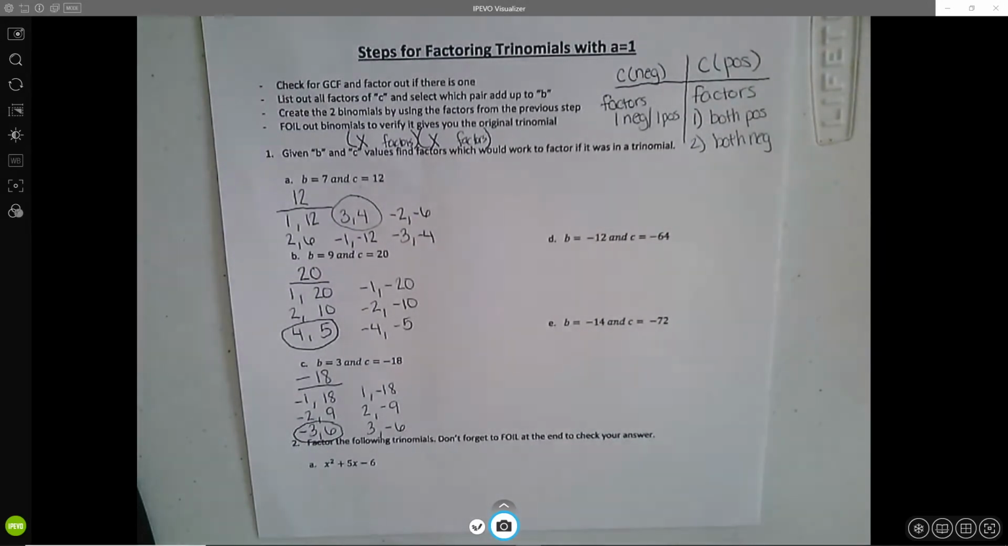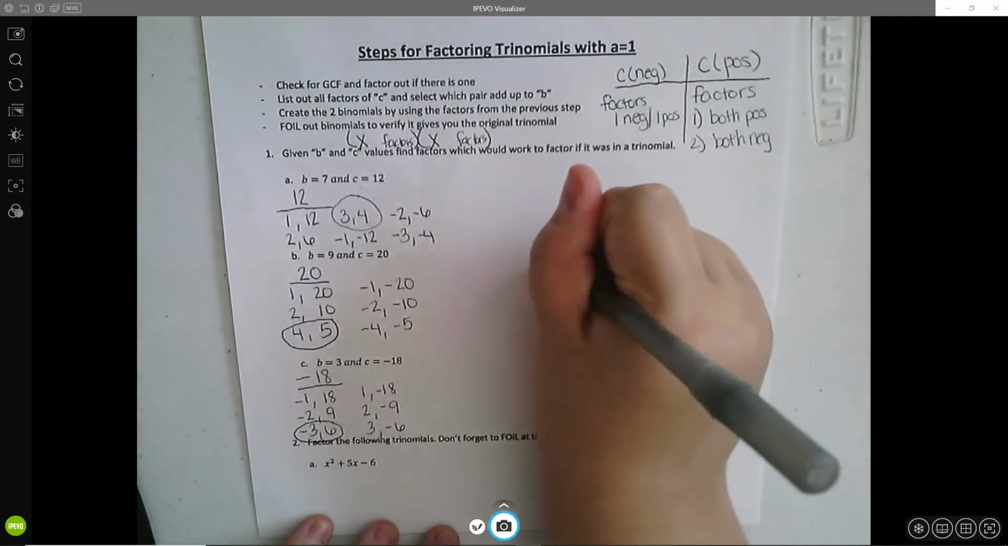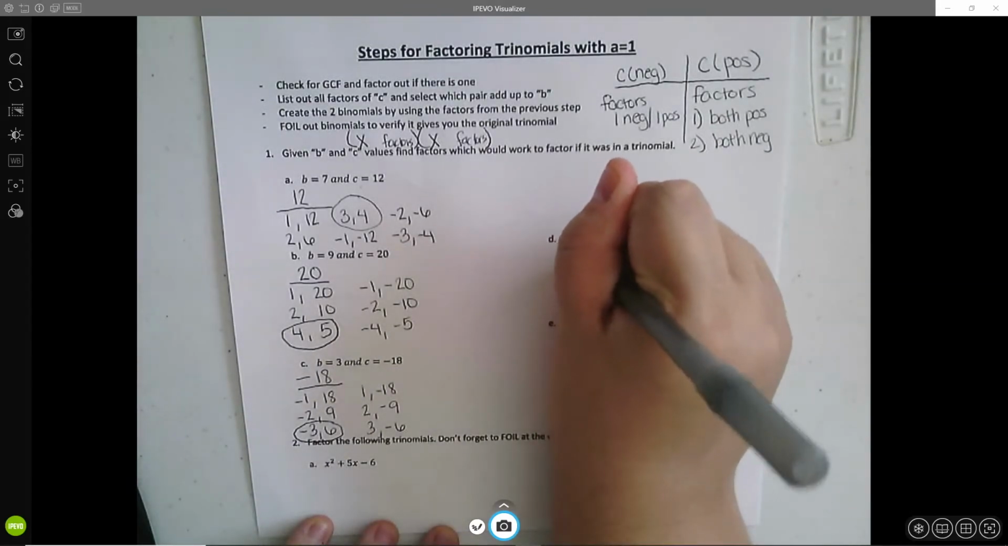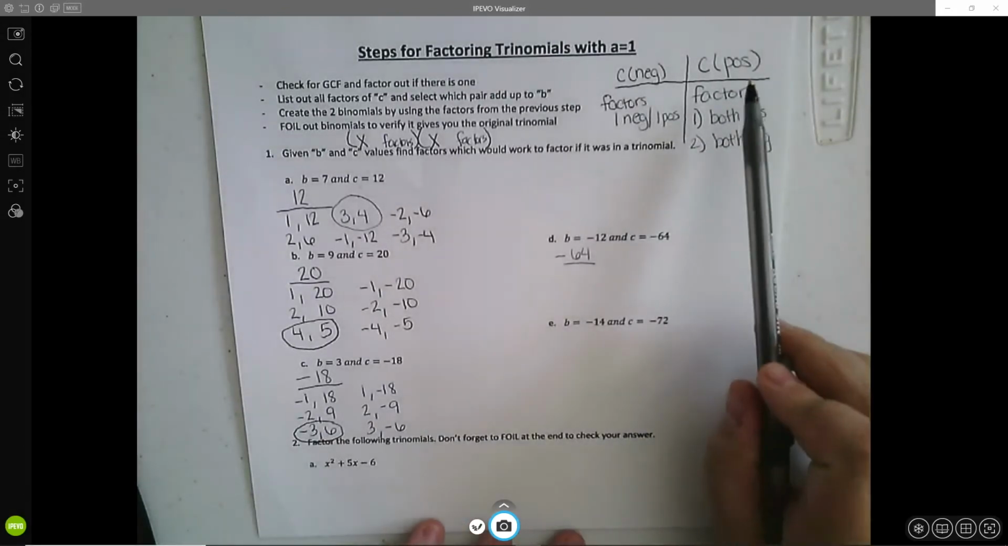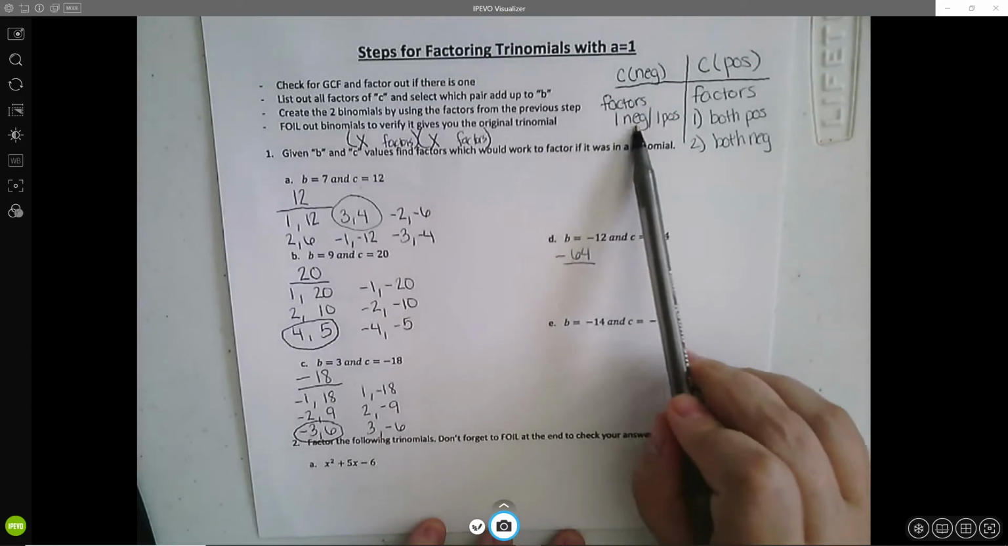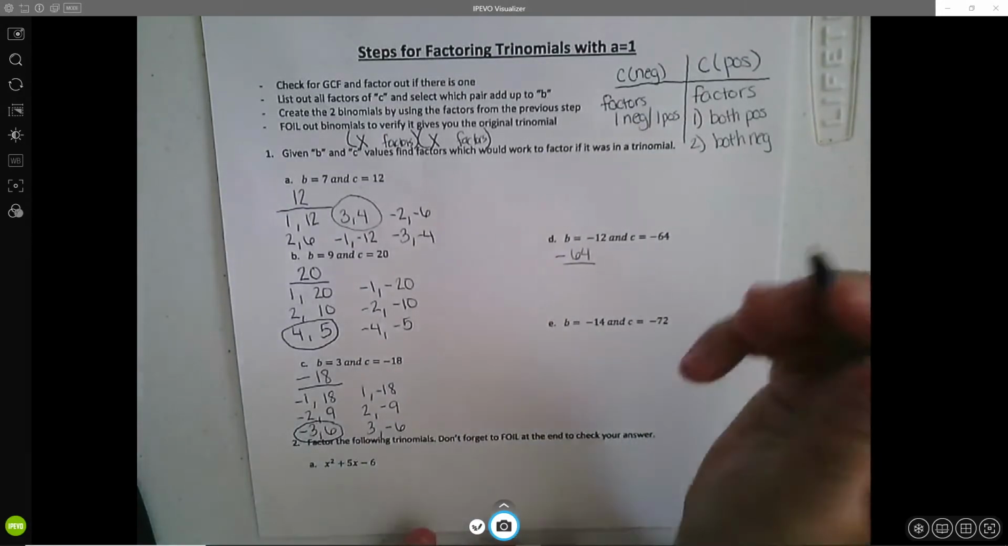Okay, let's look at D and E. So again, you're starting with listing the factors of that C value. So I'm looking at 64, specifically a negative 64. Since C is negative, I have one negative, one positive.